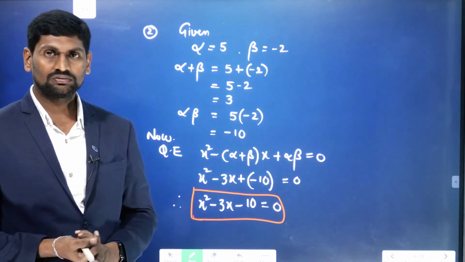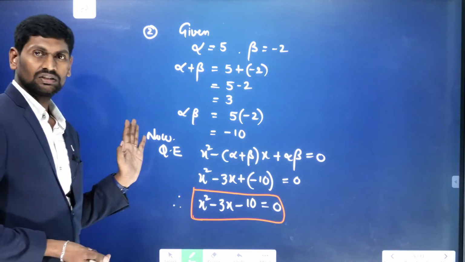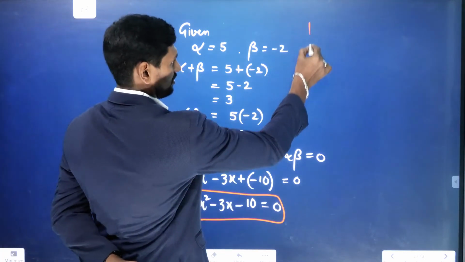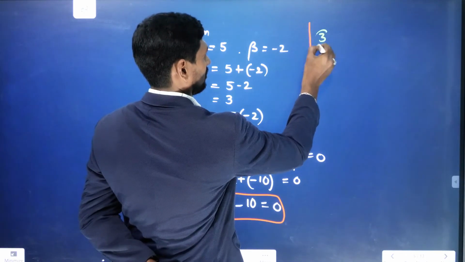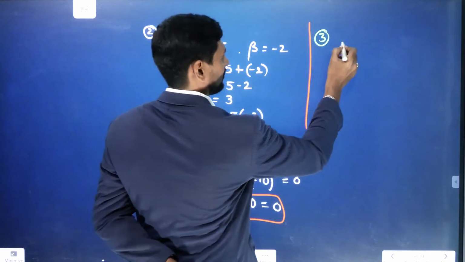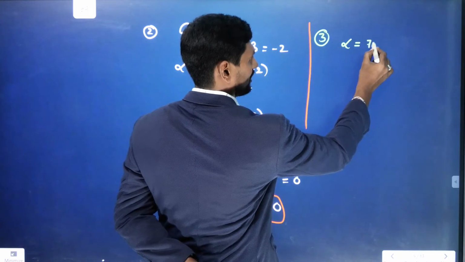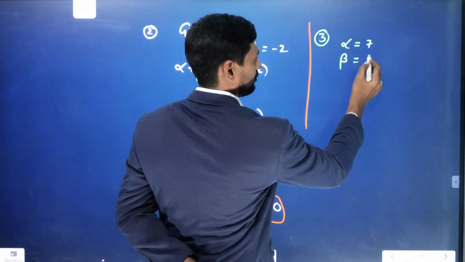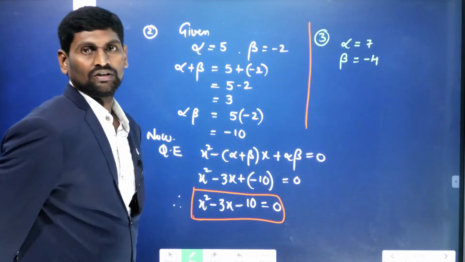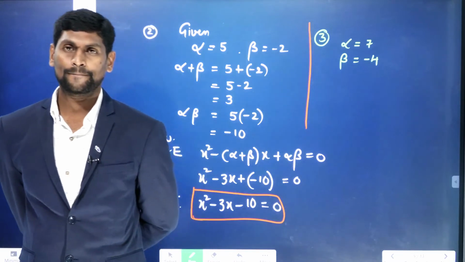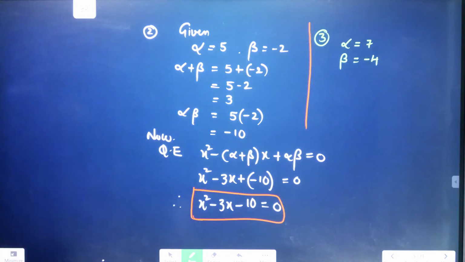Can you do one more? Oh, I can write. Okay. Now here, do third one, children. Third. Same. Now alpha value directly I am writing direct values. Alpha value is 7. Beta value is minus 4. Find it, children. 1 minute. For your 1 minute time.